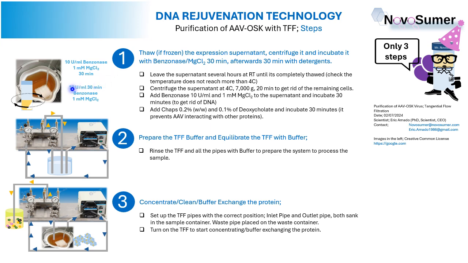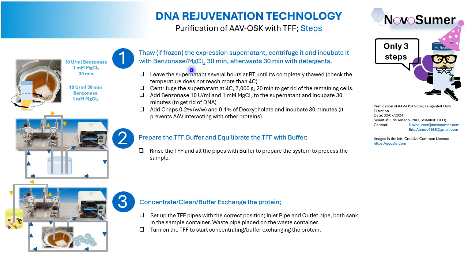Okay, so in the first step, we centrifuge the sample. It's because there may be some cells from the expression, so we want to get rid of some cells by centrifuging. Okay, and we add benzonase and magnesium chloride. Why? Because the sample will be a little bit contaminated with DNA. So the benzonase will break down the DNA. So we will get rid of the DNA with this enzyme that is called benzonase.